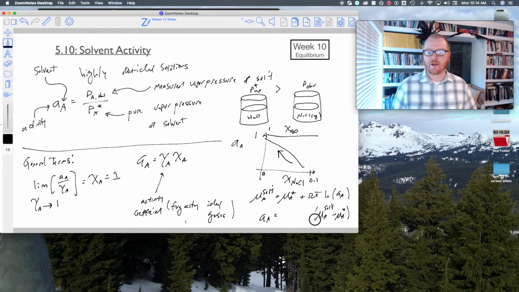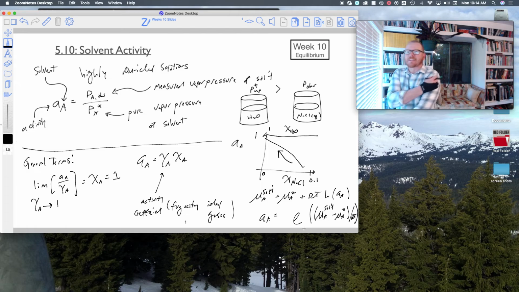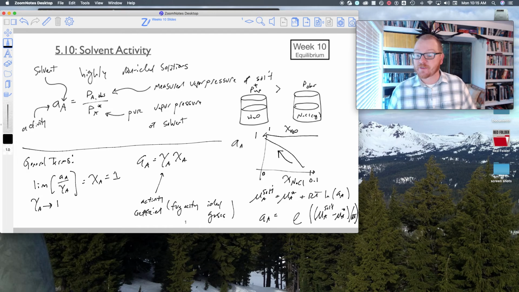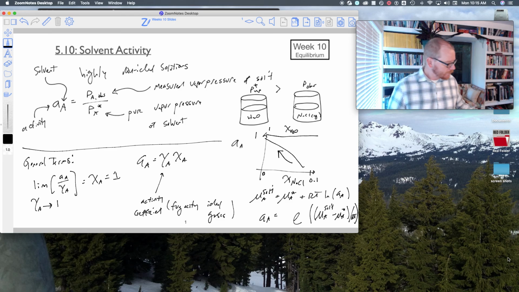I'm running out of room here, okay? And I'm going to divide by RT. Now if I take e of both sides, I can see that this is related to that kind of Boltzmann-like formula, right? The activity is e raised to the difference of the chemical potentials divided by RT, okay? Sorry that that's kind of sloppy there. Okay, so moving along.